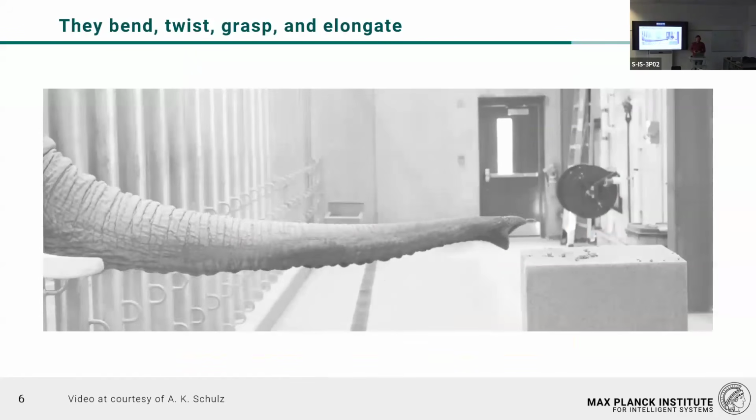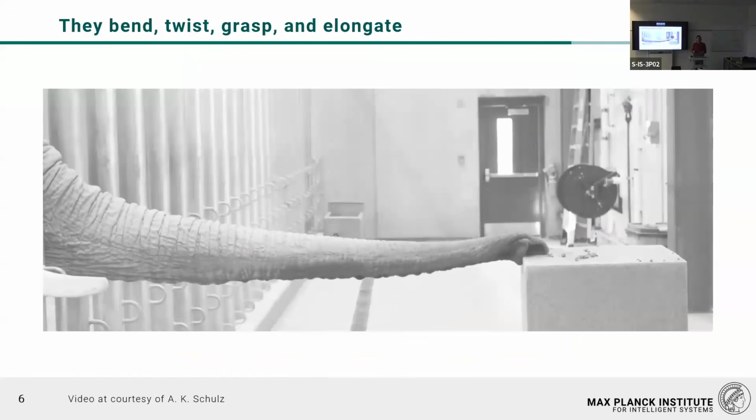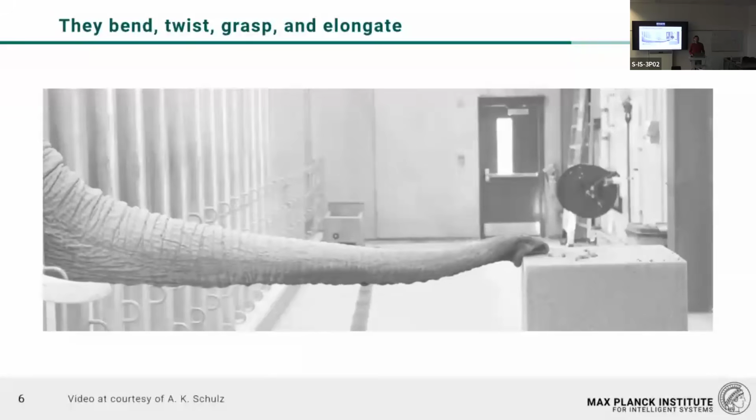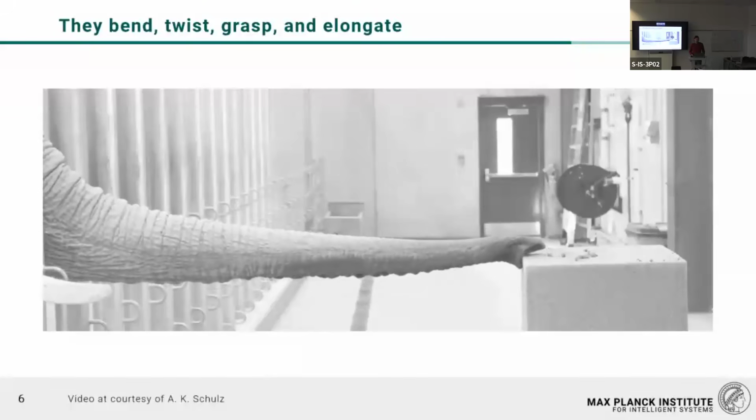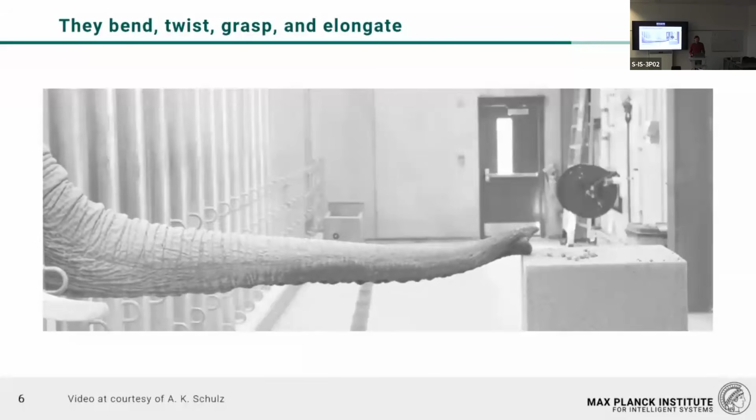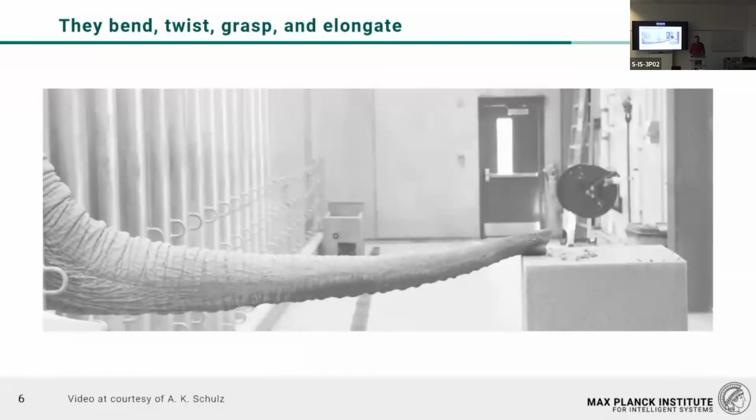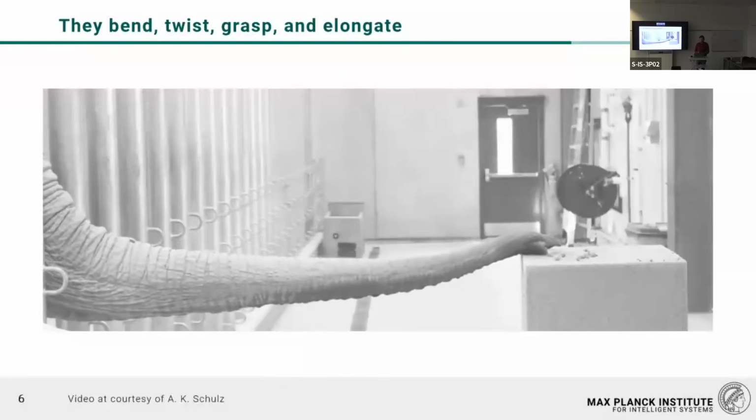Similar to an elephant trunk, which can bend, twist, even elongate, grab, and manipulate objects with quite high forces, but also dexterity.